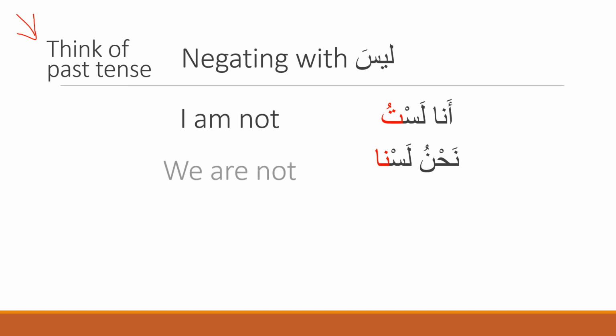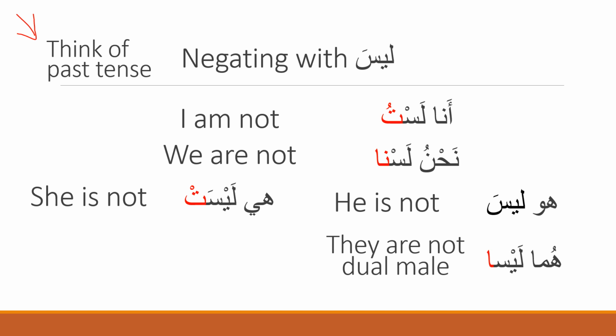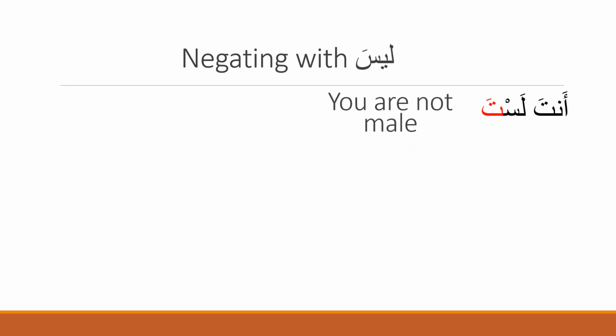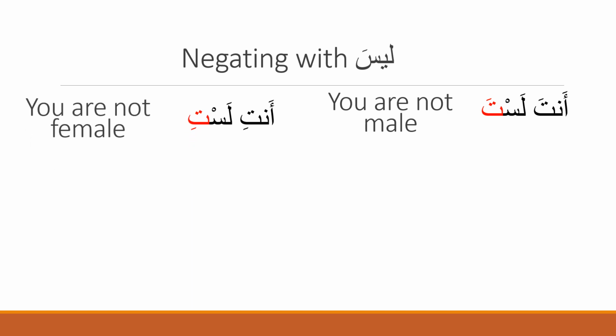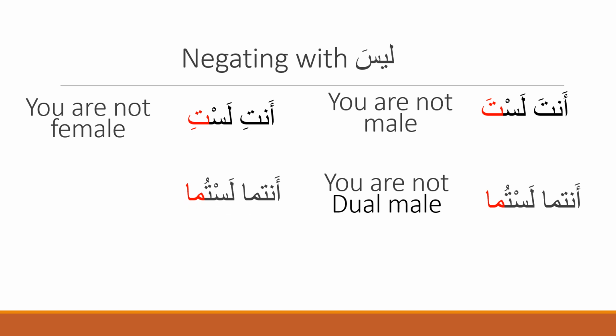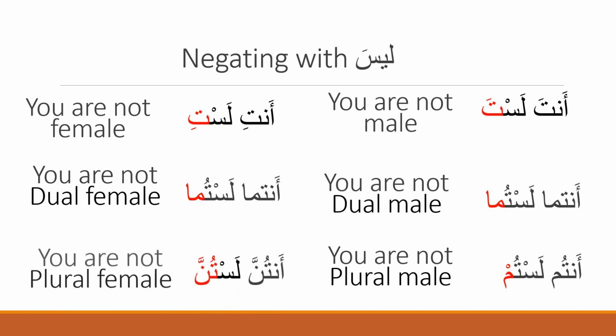نحن لسنا. You have to memorize all these words. هو ليس. هي ليست. هما ليسا. هما ليستا. أنت لست. أنتما لستما. أنتم لستم. أنتن لستن.